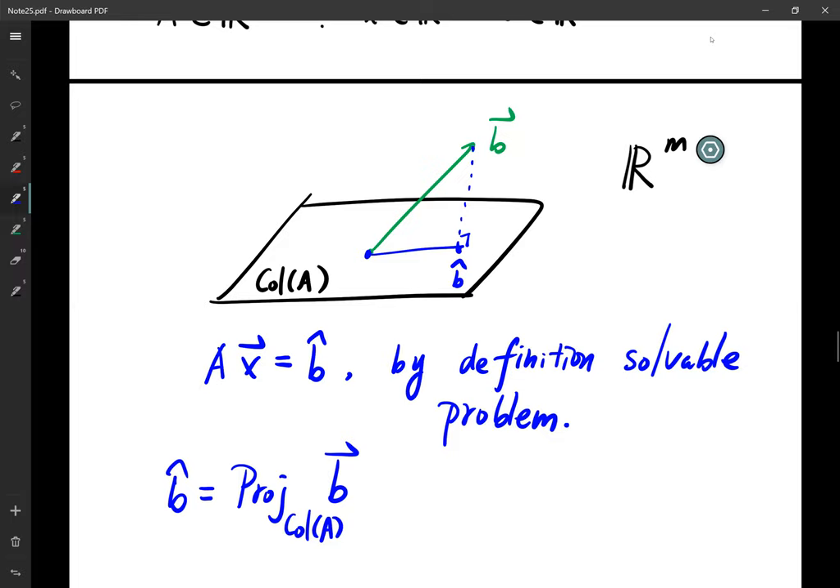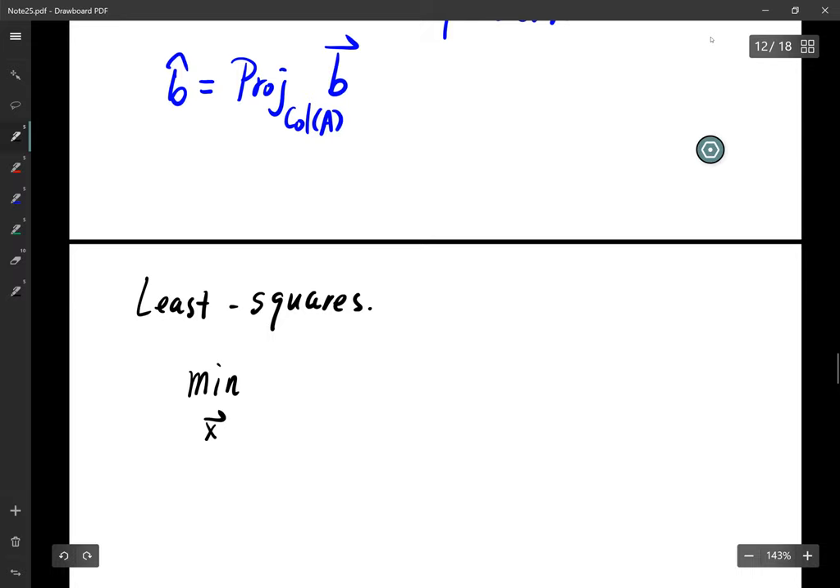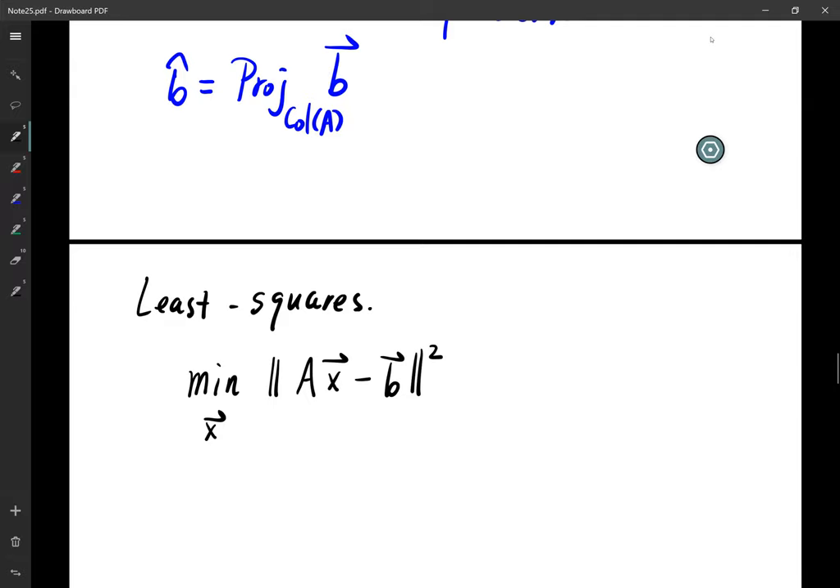Okay. So now let's say, what is the least squares? Least squares basically asks us to do the following. We want to minimize over x the norm of Ax minus b, squared. If you really write it down component by component, you can immediately see this is the case.